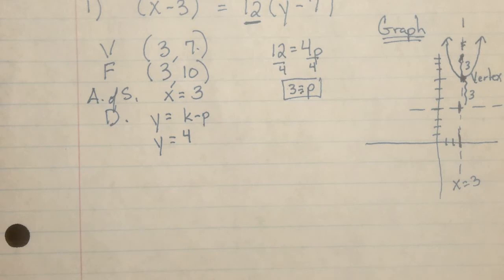Just plug them in, and then you do 12 divided by 4, and then you use that. And at the axis of symmetry, x equals 3. The direction is p, correct? y equals k. I can put these in.